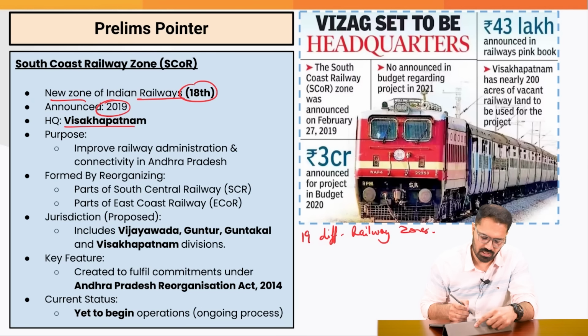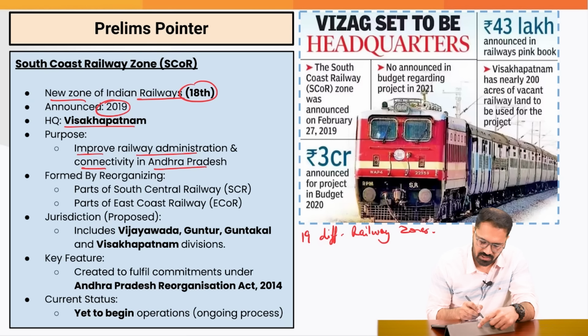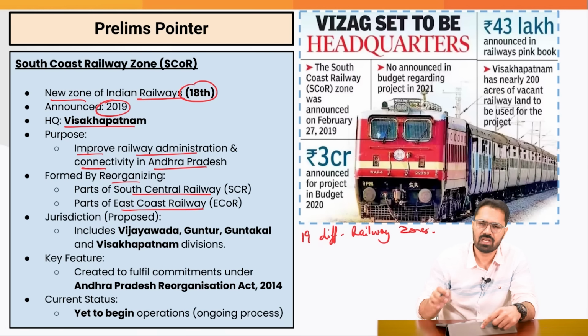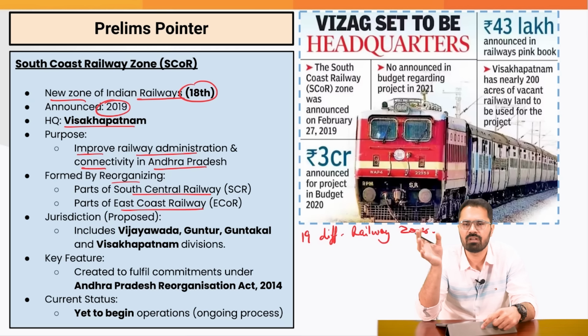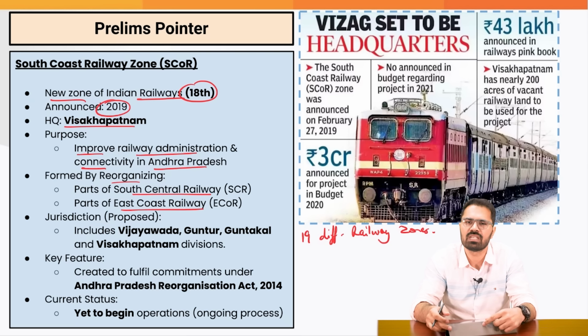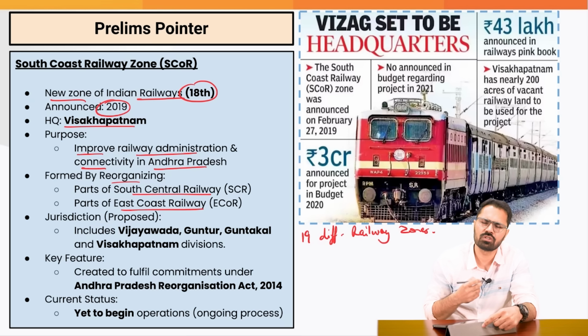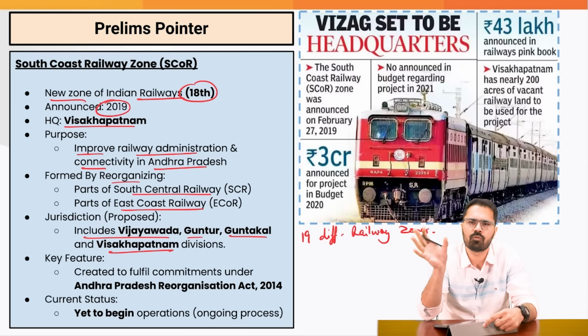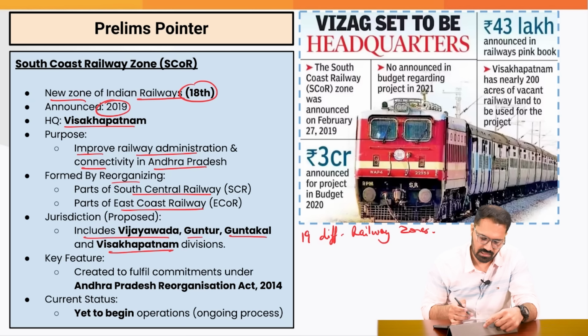It is headquartered in Visakhapatnam. The purpose is to improve railway administration and connectivity in the entire Andhra Pradesh region. Now it is formed by reorganizing parts of South Central Railway and East Coast Railway. Certain parts have been carved out of these zones and then a new zone has been created. Clear? Its proposed jurisdiction will include the divisions of Vijayawada, Guntur, Guntakal and Visakhapatnam. These divisions will form part of this railway zone.